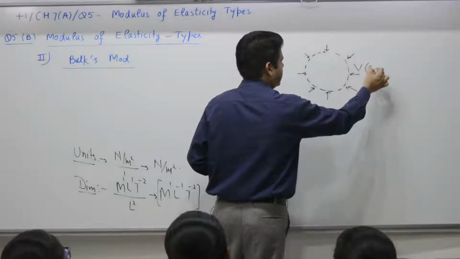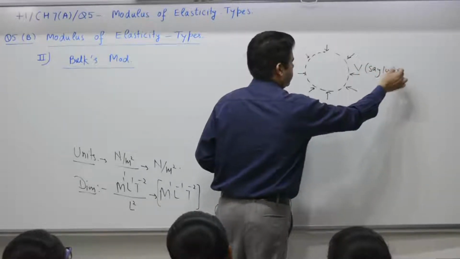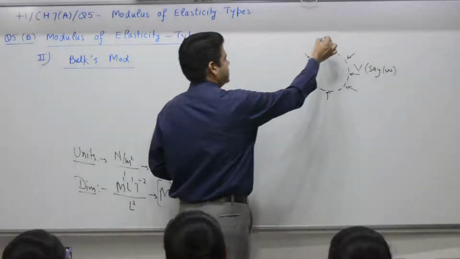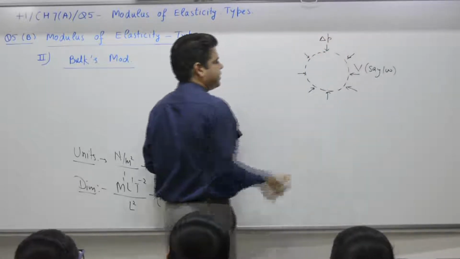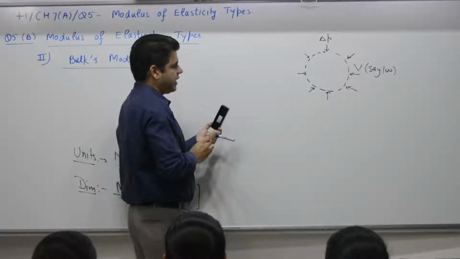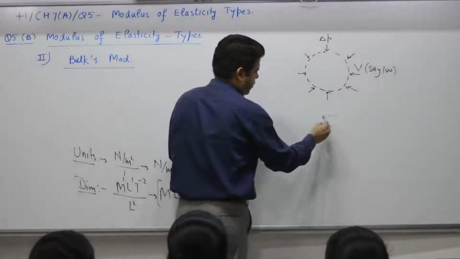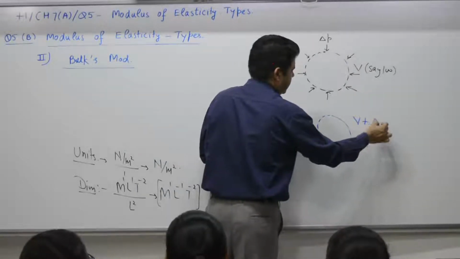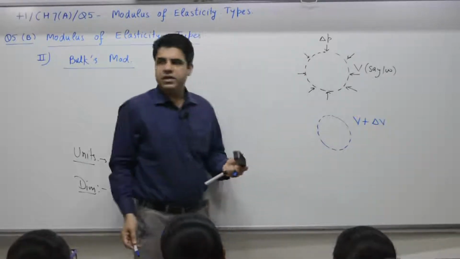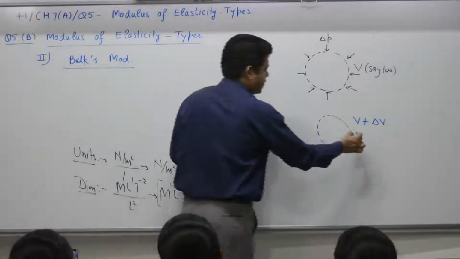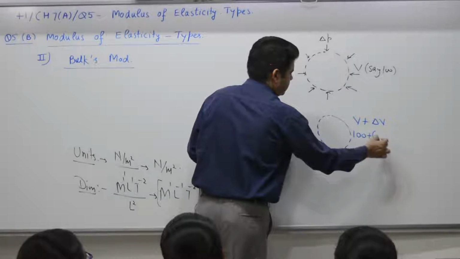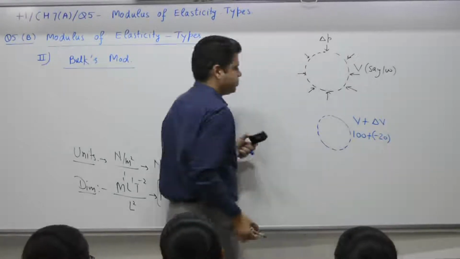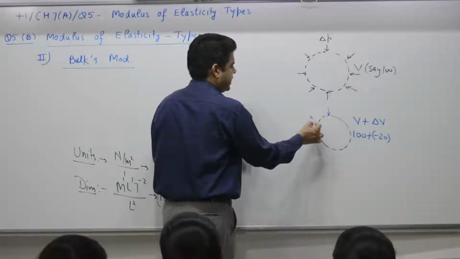Say the initial value is 100. If you exert extra pressure delta P, the size reduces, and now the volume, you write mathematically, V plus delta V. Even if the volume decreases, this value V is what? 100. This is minus 20. So the final value is 80.